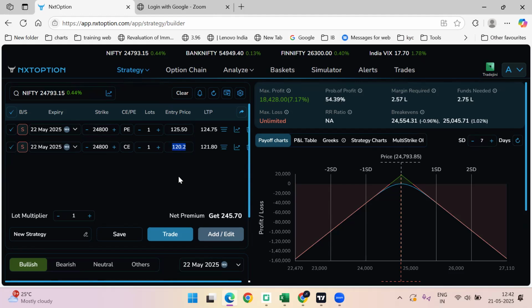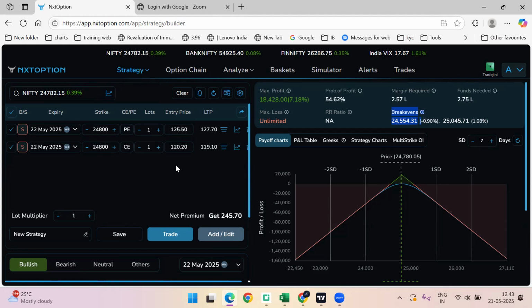Now, if the market goes up above 24,800 plus this 245 rupees, that would be your break-even point, which the system automatically calculates and gives you. So if the market goes above 25,045, you would start incurring a loss. And in case the market breaks 24,500, then you would be incurring a loss on the put option. You can read our TradeGenie blogs to understand how these strategies basically work.